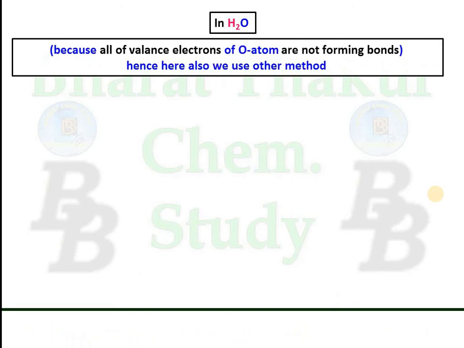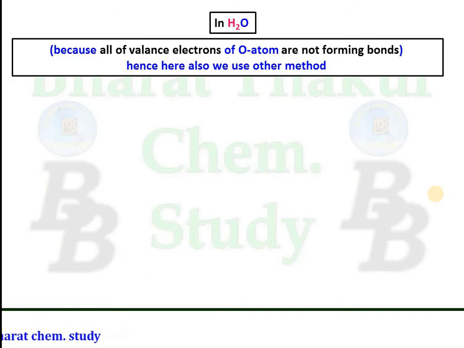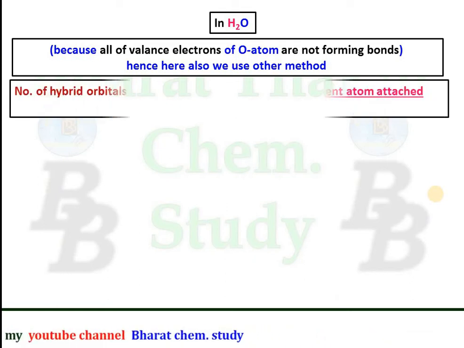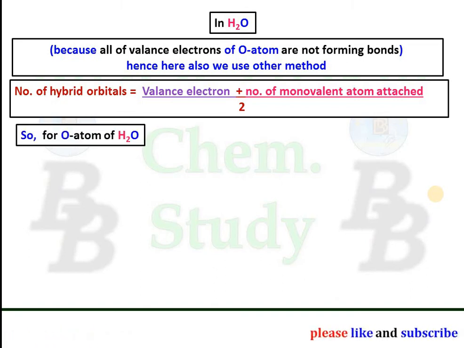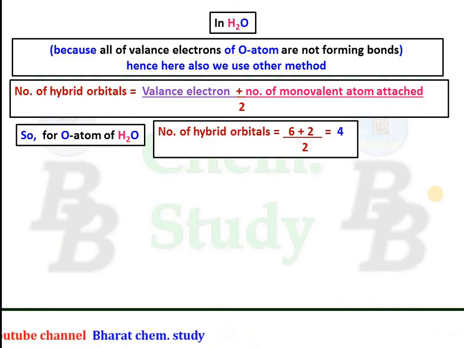Similarly, in the case of water, we will not use the second method, that is, we will not count the number of sigma bonds, because here in water the central atom oxygen is also not utilizing all of its valence electrons in bond formation. So here also we will use the first method to calculate the number of hybrid orbitals: valence electrons plus number of monovalent atoms attached, divided by 2. So for the oxygen atom of water, the number of hybrid orbitals is 6 valence electrons on oxygen plus 2 monovalent hydrogen atoms attached, divided by 2, which equals 4.